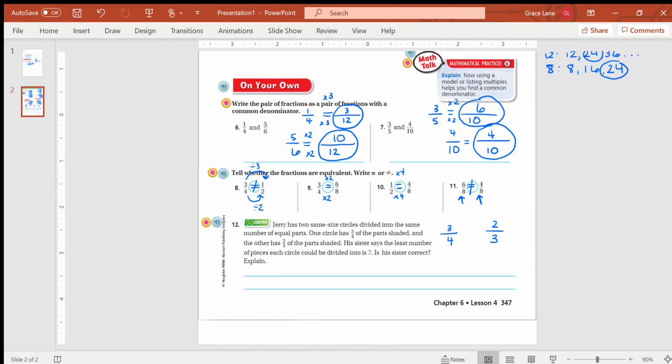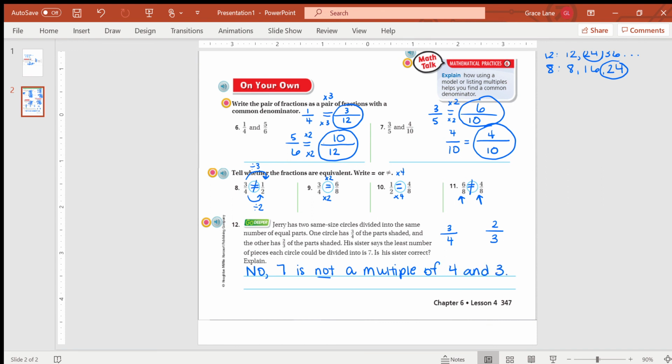Could those both be divided into 7 parts? Think about that for a minute. Pause here if you need to. The final answer, though, is no. 3/4 and 2/3 cannot be divided into 7 parts. 7 is not a multiple of 4 and 3.